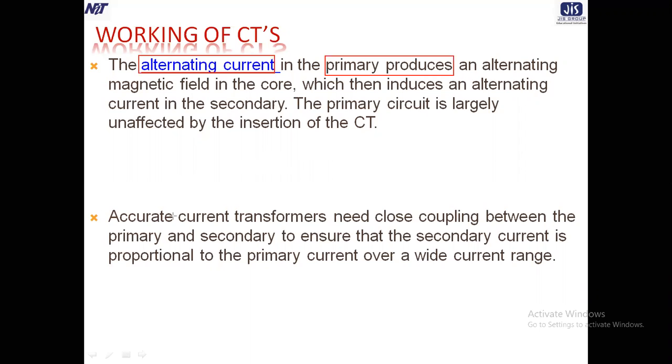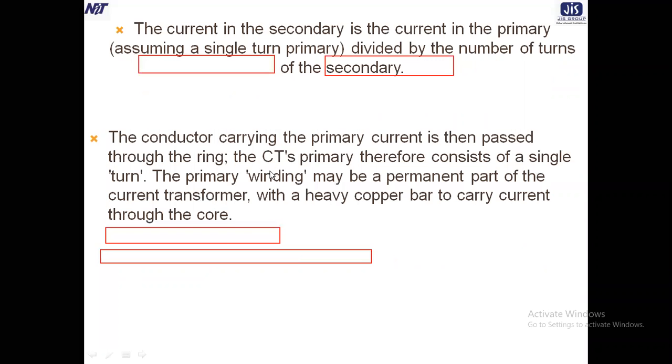Accurate current transformers need close coupling between the primary and secondary to ensure that the secondary current is proportional to the primary current over a wide current range. Why? To ensure that the secondary current is proportional to the primary current for the wide range. So this is actually the working principle of the CTs.